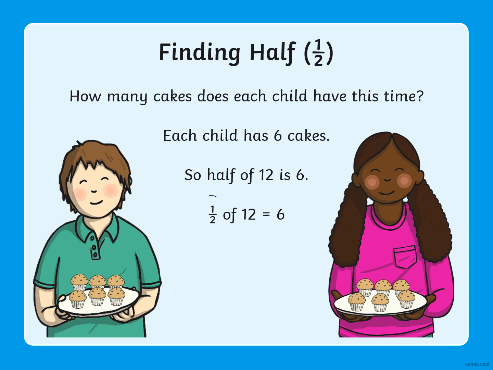Remember I said with this one we have 2 groups, 1, 2, but we're only looking at one group. So let's look at this little boy here. So he has 1, 2, 3, 4, 5, 6 cakes, and there's our answer.